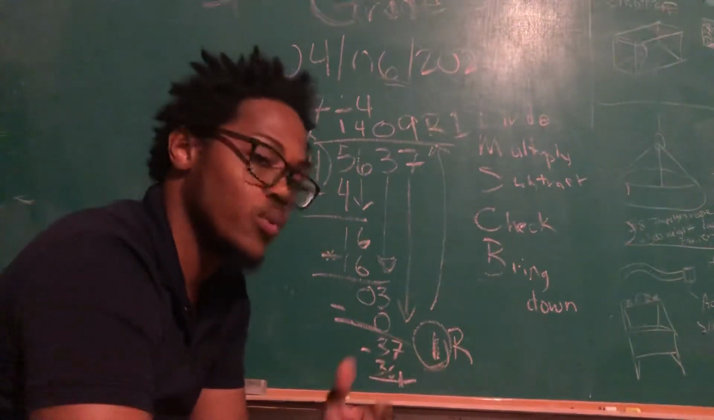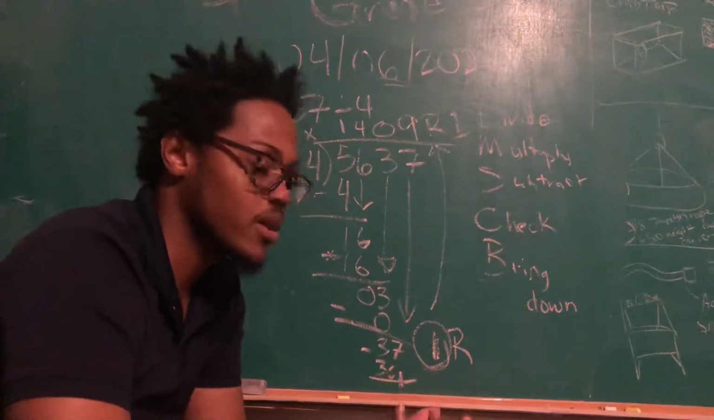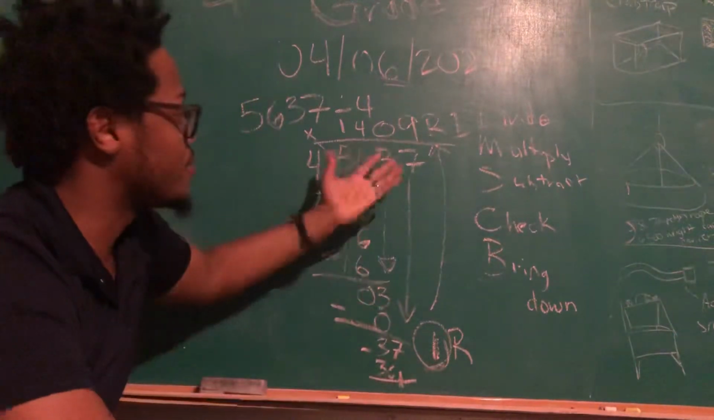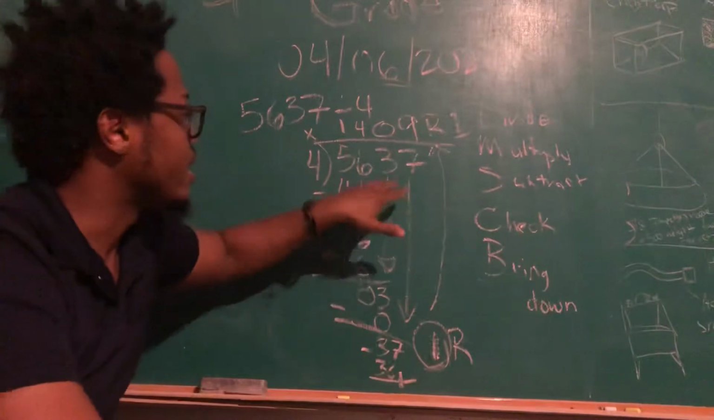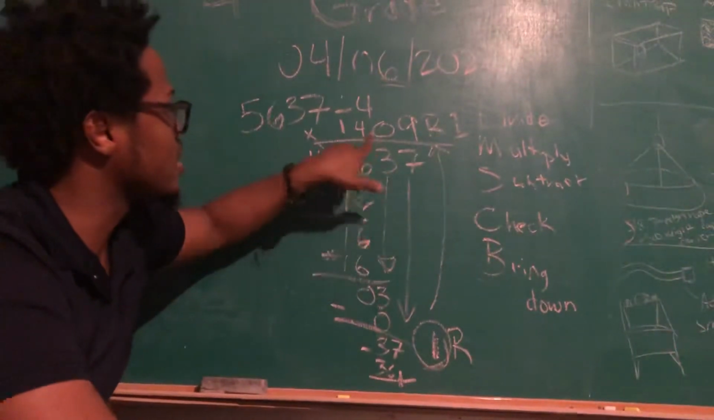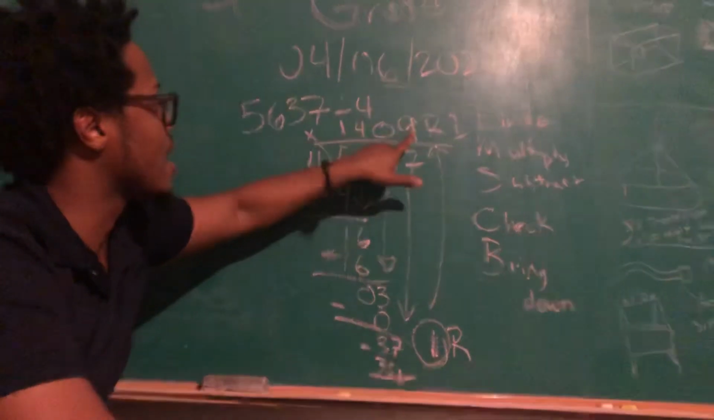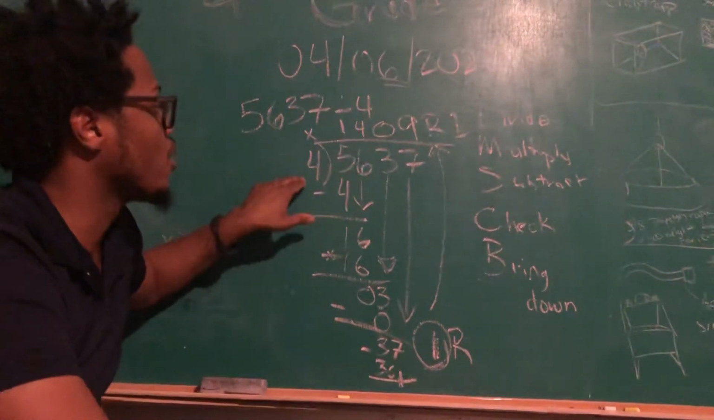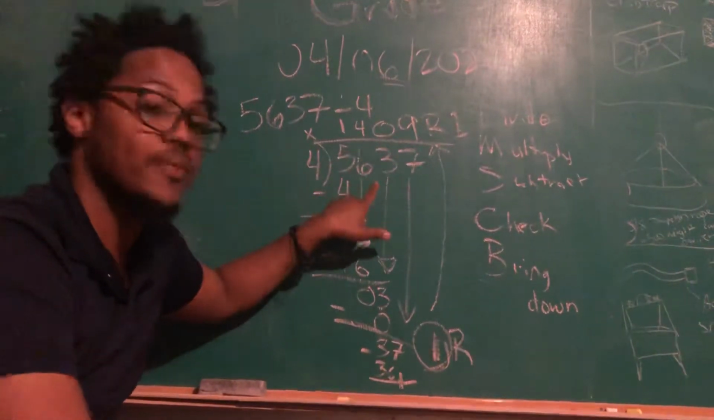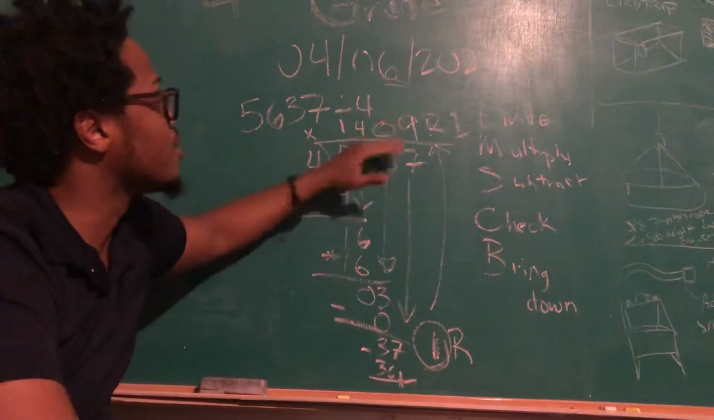Interesting fact, if you're one of those students that really likes to check your work and you understand that if I do the opposite operation, I can check the work, right? So if I take 1,409 and I multiply it times 4, it should give me this number. Well, that is true when you're working with numbers without remainders.